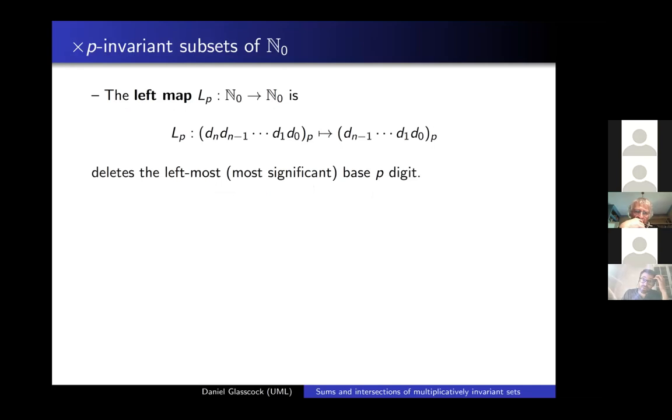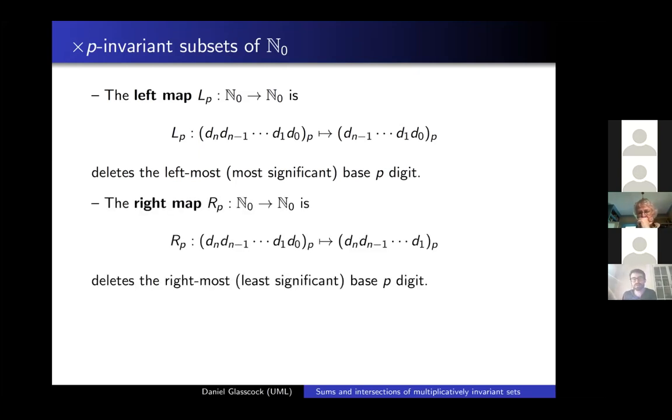Okay, let me tell you what times-P invariants and times-Q invariants are, because this is, again, something maybe not many people are familiar with, and all of our results hold for this more general type of invariance. To do that, I'm going to tell you about 2 different maps, the left map and the right map. This is a very simple map. The left map deletes the leftmost digit when you write a number in base P. And the right map deletes the rightmost digit when you write a number in base P. So really the right map is a divide by P and floor, and the left map is a subtraction.